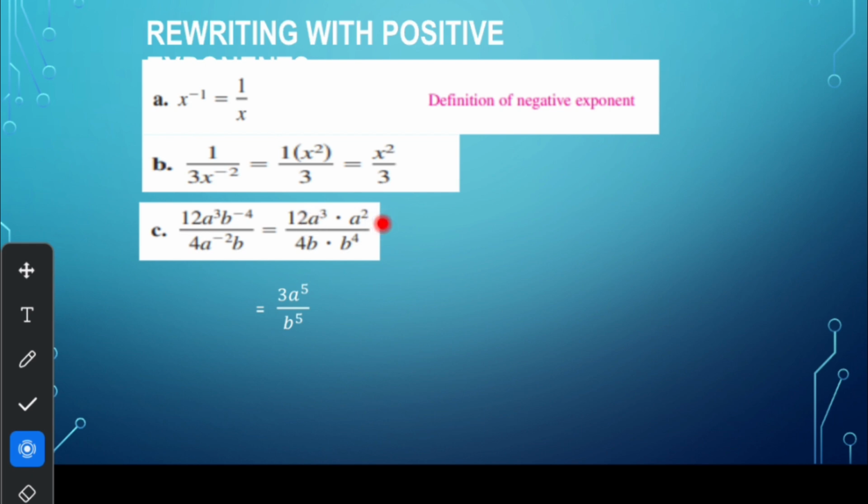So here we can recall that the bases are same in product, so powers would be added. So a cube and a square would be added to become 5. Similarly, in the denominator, b is the same base with two different powers. So we'll add the power, recalling the first rule and first property of exponent. So this is the final answer.